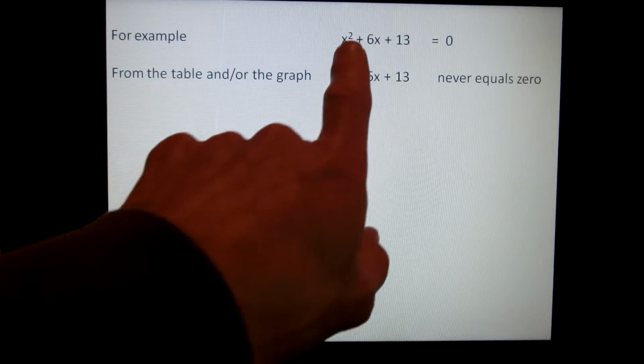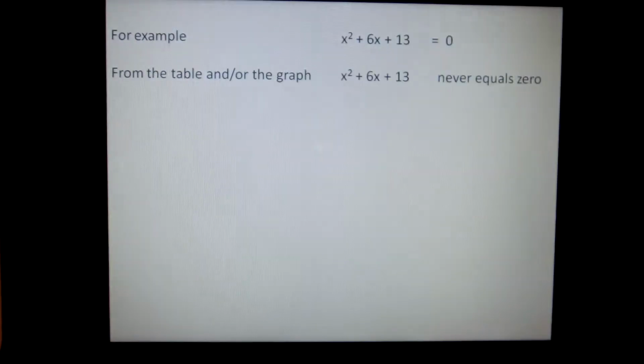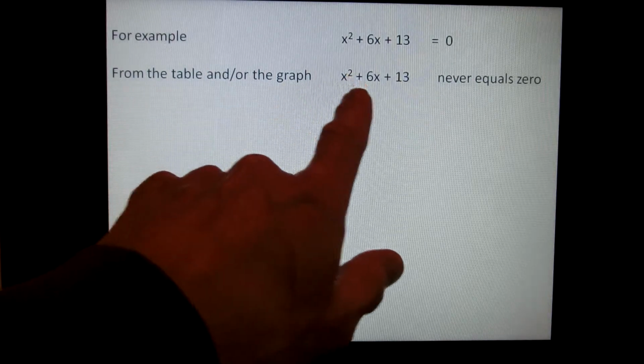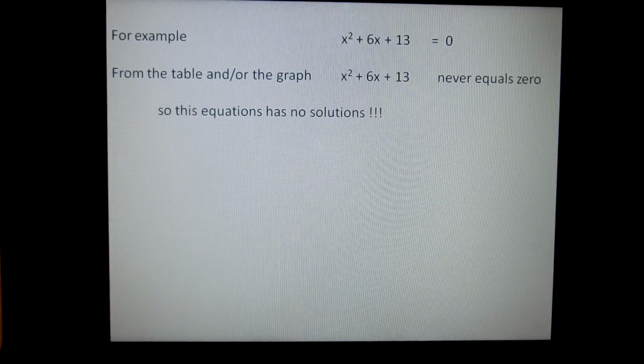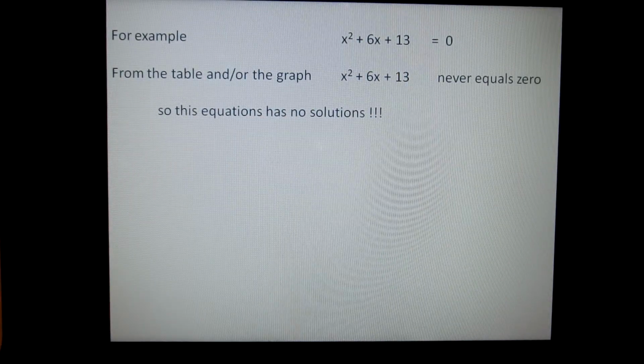So for the equation x squared plus 6x plus 13 equals 0, there's no value of x that can make the expression that low. That expression can never equal 0, and this equation has no solutions. There is no value of x that can make that true. So what's unusual here is that a square or quadratic equation can have two solutions, and I would recommend that you expect to get two solutions, but it can have just one solution and it can have no solutions at all.